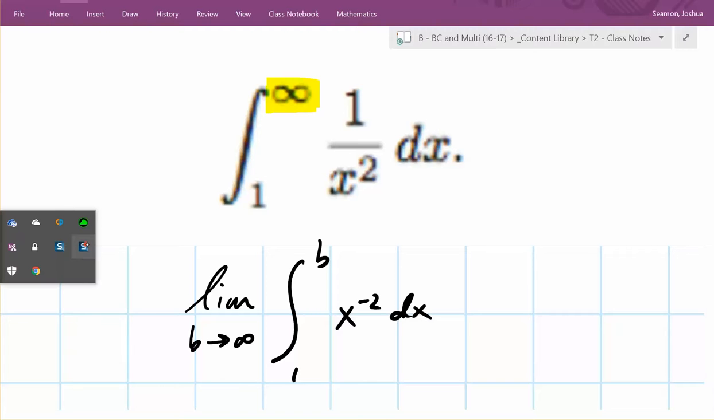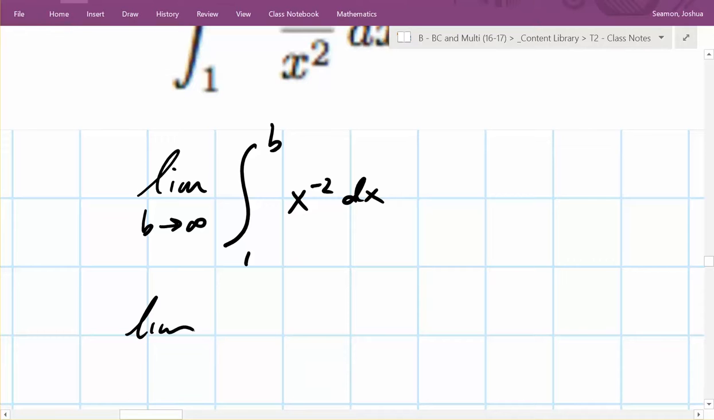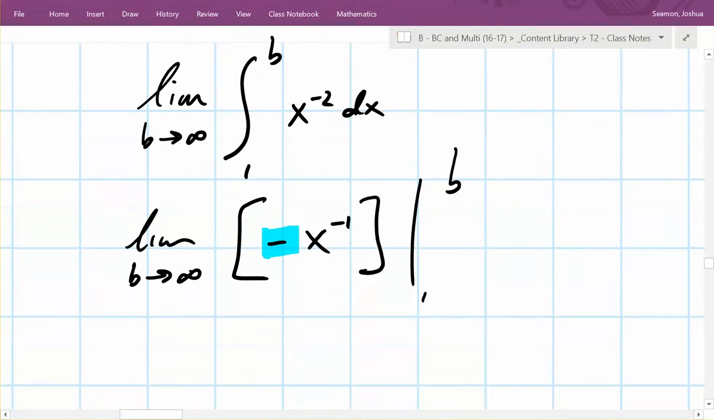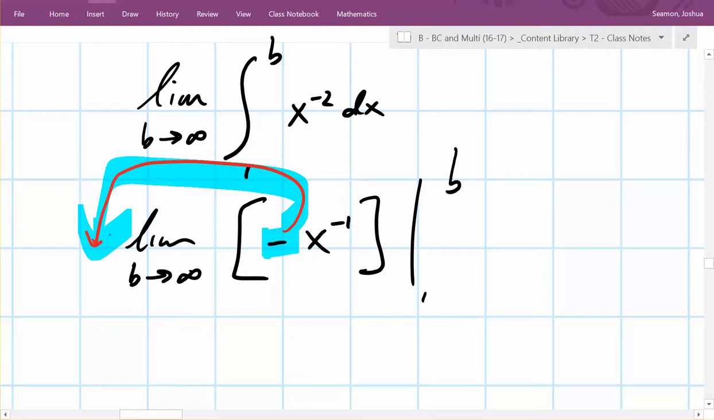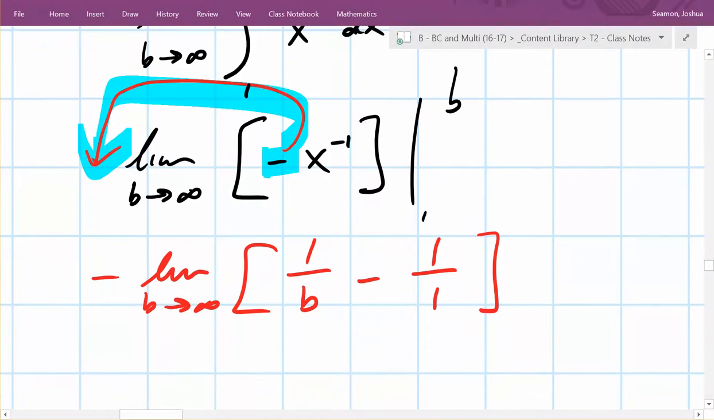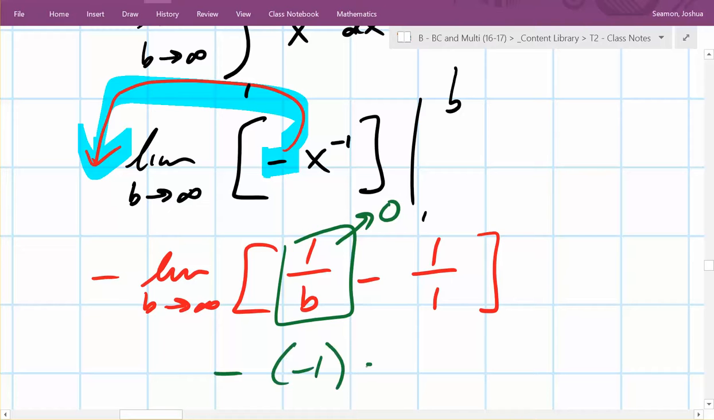Do it right now, on your own. It's either going to blow up or not. So if you do this out, you actually need to do the integration. The limit as b goes to infinity of what? What's it integrate to? From 1 to b, right? Just to make your negative life easier, what can you do with that negative sign? Put it on the outside. So what do you end up with? Negative limit as b goes to infinity of 1 over b minus 1 over 1. Is that correct? What happens to this thing as b goes to infinity? So you end up with negative 1.